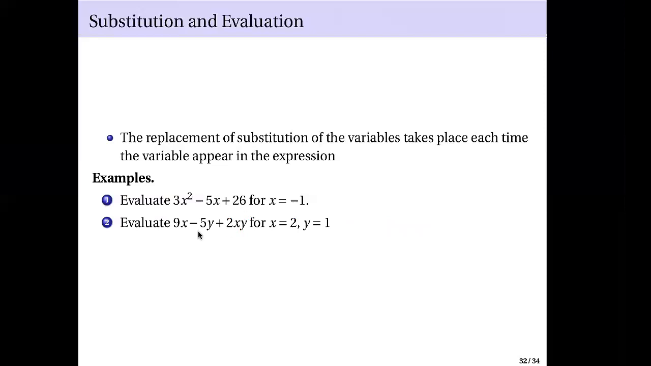Another problem: 9x minus 5y plus 2xy. This is a polynomial in two variables, and we want to replace x with 2 and y with 1. So we will have 9 times 2, minus 5 times y, which is 1, and then plus 2 times x, which is 2, times y, which is 1. Then we just have to simplify. 9 times 2 is 18, minus 5 times 1 is 5, and then plus 2 times 2 times 1 is 4. So this is equal to 17. This is the value for this substitution.